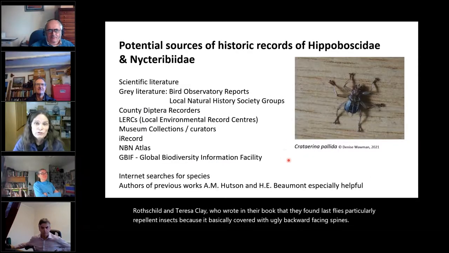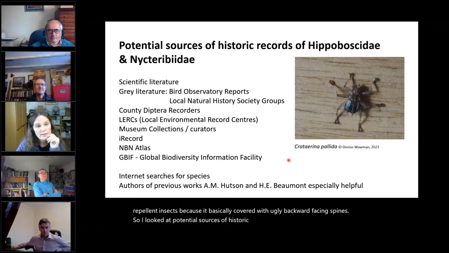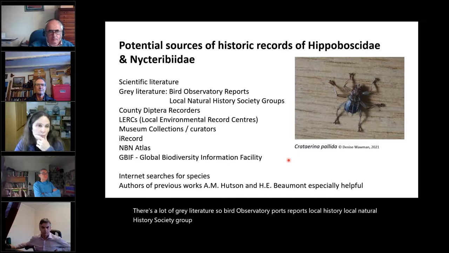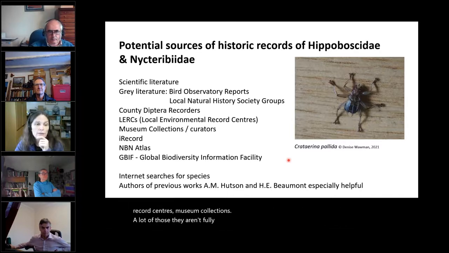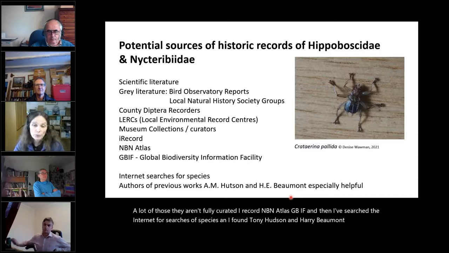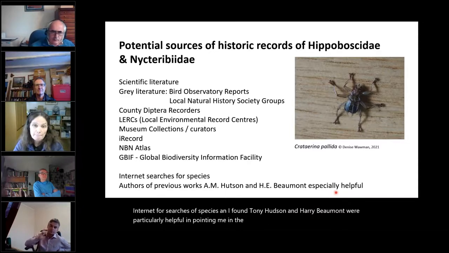So I looked at potential sources of historic records. There are some in the scientific literature. There's a lot of grey literature: bird observatory reports, local natural history society group reports, county Diptera recorders. There are local environmental record centres and museum collections, though a lot of those aren't fully curated. Then iRecord, NBN Atlas, GBIF, and I've also searched the internet for species. I found Tony Hudson and Harry Beaumont were particularly helpful in pointing me in the right direction.